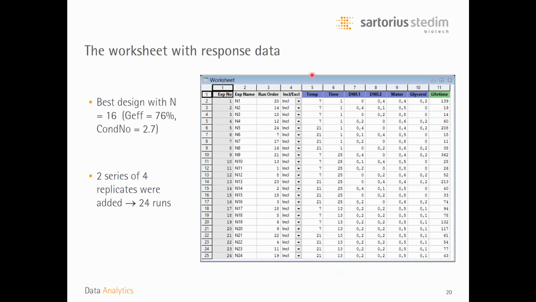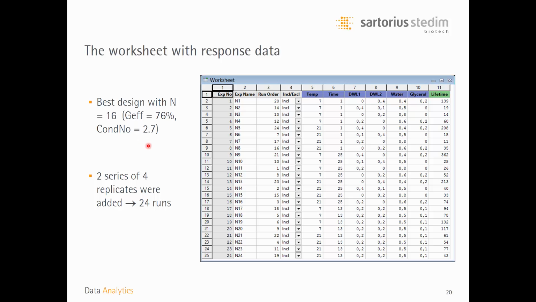Here we see the worksheet with the response data. We have generated a D-optimal design, and again I refer to a separate recorded webinar to give you the details of the D-optimal approach. The best design had 16 experiments with a G efficiency of 76% and a condition number of 2.7, which are very, very good statistics for a screening mixture design.